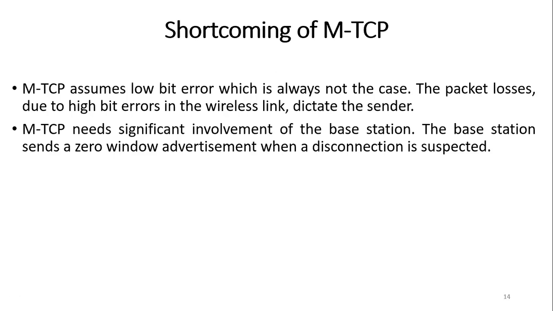Also, you need significant involvement of the base station. The base station is maintaining all this, the advertisement of the window size. So it has to monitor and find out when there is a disruption in the wireless link, accordingly send the zero window, then again send a positive window to recover or to reinitiate the data transfer. So significant involvement of the base station is required.